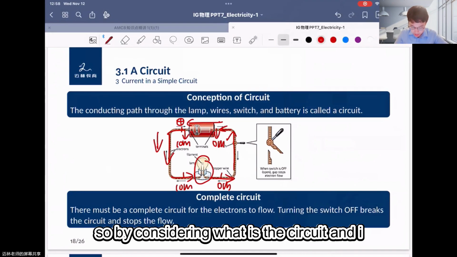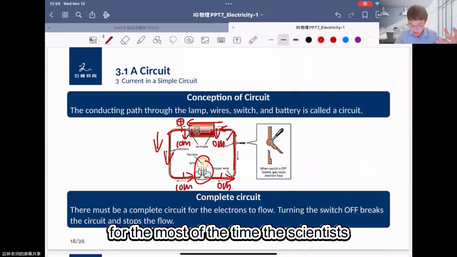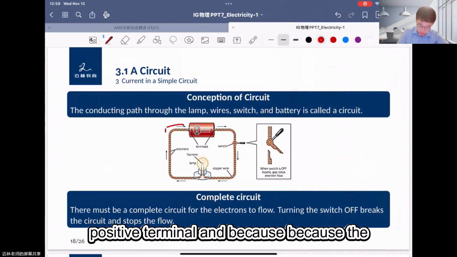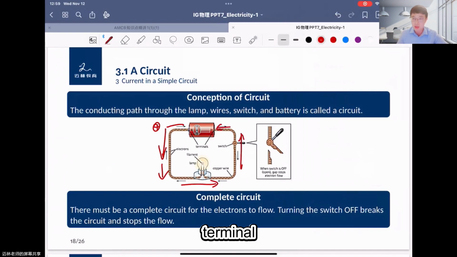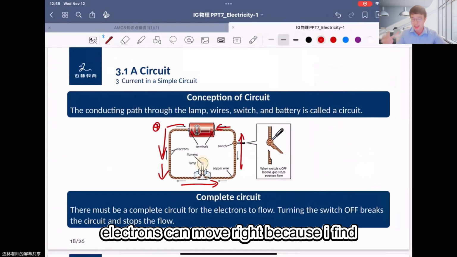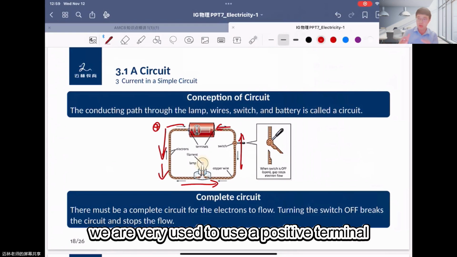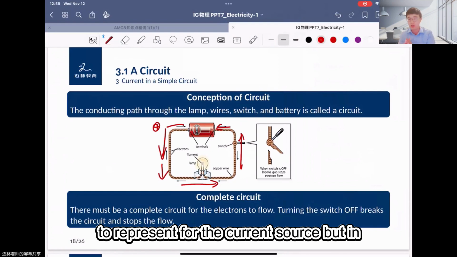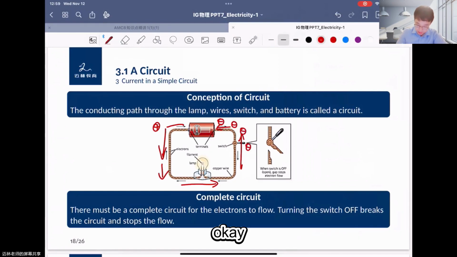So having considered what a circuit is, I guess you have considered what current is. Most of the time, scientists regarded the current as going from the positive terminal, as positive charge, moving to the negative terminal. But we have said before that only the electrons can move, right? Scientists found this was wrong. But we are very used to using the positive terminal to represent the current source. In fact, it is negative charge.